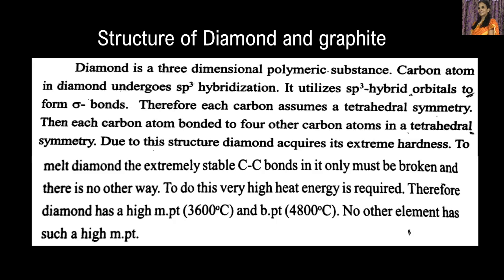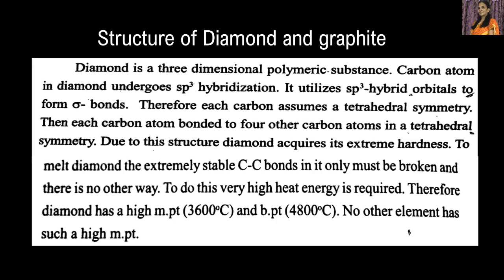Due to this structure, diamond acquires extreme hardness. It is the hardest substance, we can say. So to melt diamond, the extremely stable C-C bonds in it must be broken, and there is no other way. Because of that reason, its melting point is very high.